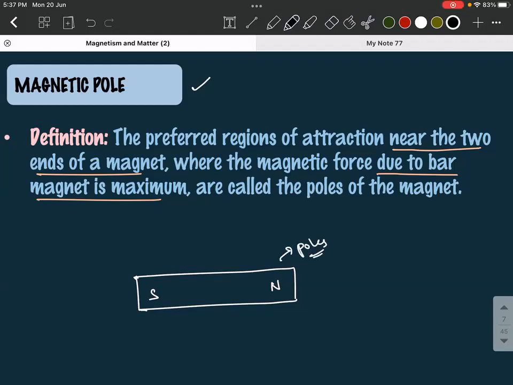Now read: the preferred regions of attraction near the two ends of a magnet, where the magnetic force due to a bar magnet is maximum. So throughout the material, you can have maximum magnetic property exhibited near the ends of it.